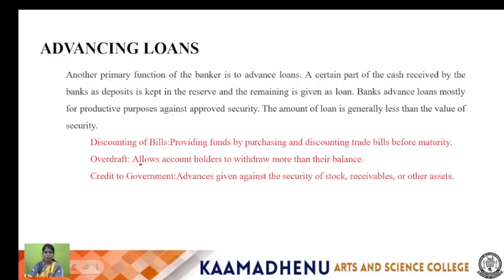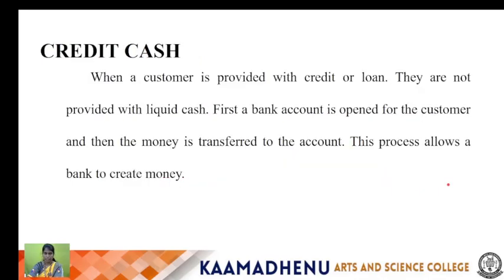Next, overdraft. Overdraft facilities allow the account holder to withdraw more than their balance. Next, credit to government. Advances given against the security of stocks, receivables or other assets. Last one, credit creation. When a customer is provided with credit or loan, they are not provided with liquid cash. First, a bank account is opened for the customer and then the money is transferred to the account. This process allows the bank to create credit.